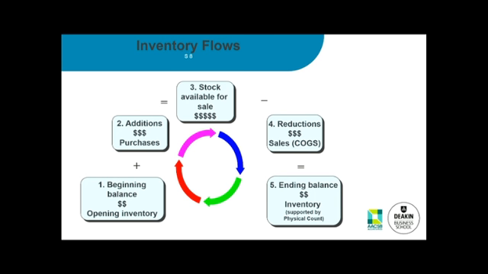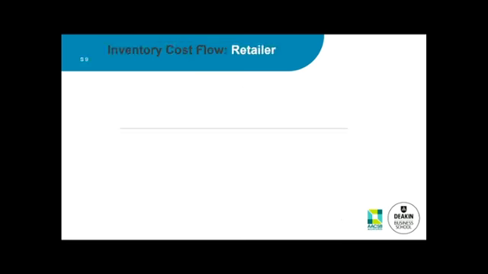But this idea is relevant for the periodic system as well. The key idea here is that you had some inventory at the beginning, you made some additional purchases, regardless of how you record them, purchases or inventory, and then you sold something, and you have something at the end of the period. And then your ending balance becomes your opening balance in the following period. So let's have a look at how it is recorded for the retailers and how it is recorded for the manufacturers. For the retailers, pretty straightforward.